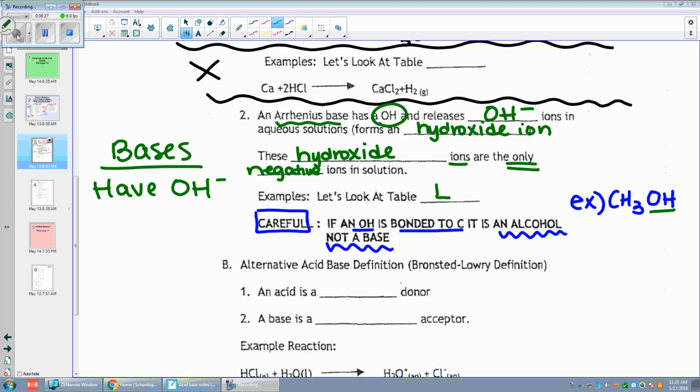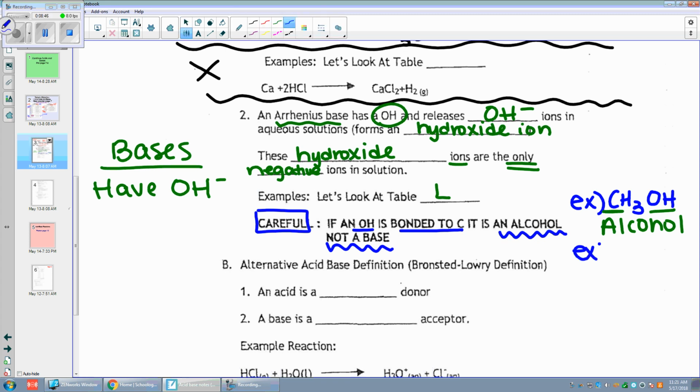So I see this has an OH. Sorry, I put it back. I paused the video. I have an OH, and I have a C. So that alerts me that this is not a base. This is an alcohol.